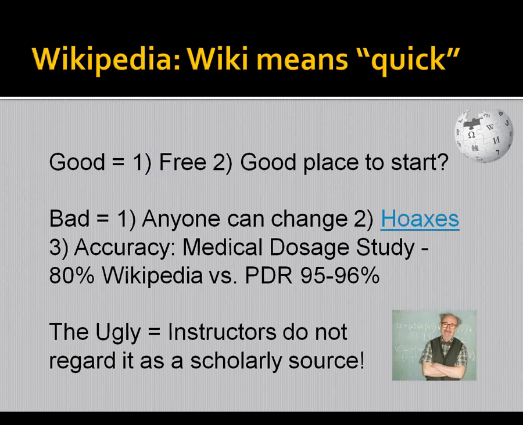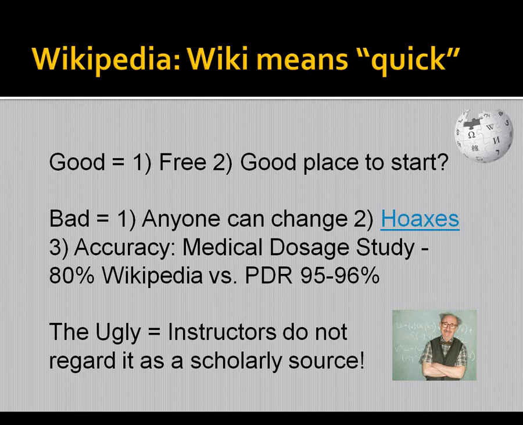Let's talk a little bit about Wikipedia. The good, the bad, and the ugly. First of all, Wikipedia was set out to be a free website where the guy was trying to do a good deed and collect all this information. It's not a bad place to start your research, but you should never really cite it as a source.